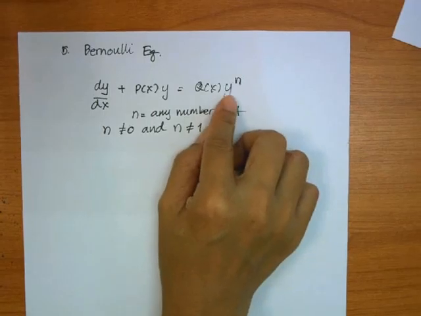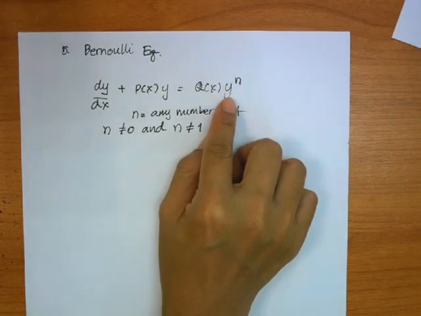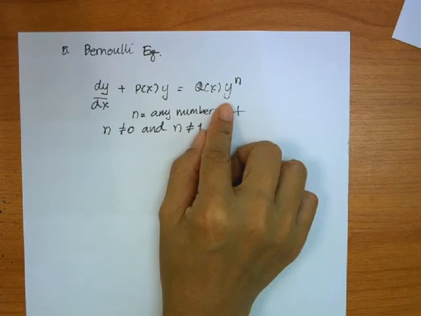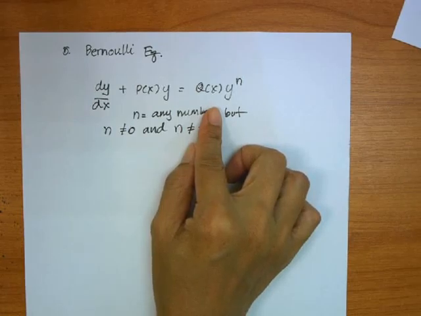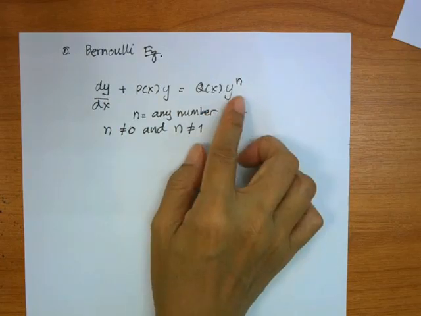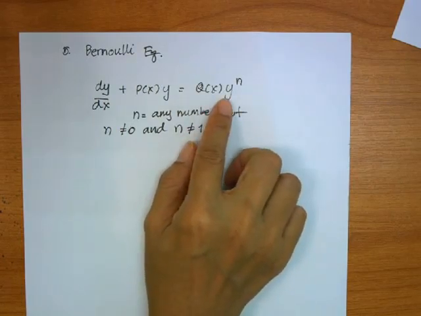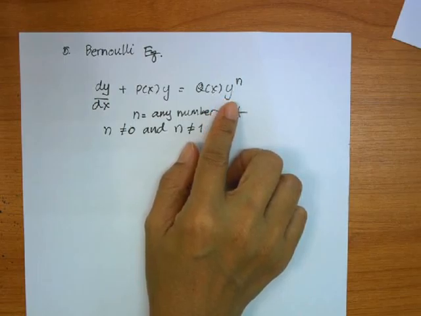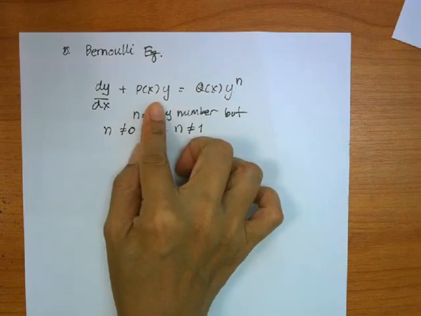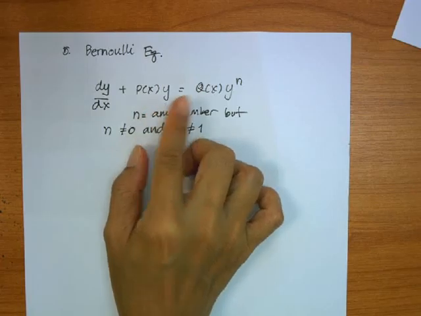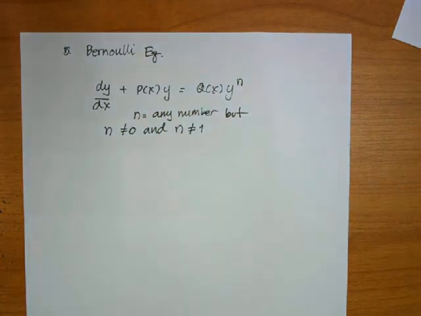If n is equal to 0, then y to the power n is equal to 1. Then this equation becomes a linear differential equation, so you don't need to use the Bernoulli equation to find the solution. But if n is equal to 1, you would get y here, right? Y to the power 1 is y. You put this term together, and this equation becomes a separable equation. So that's why you don't need to use the Bernoulli equation to find the solution.